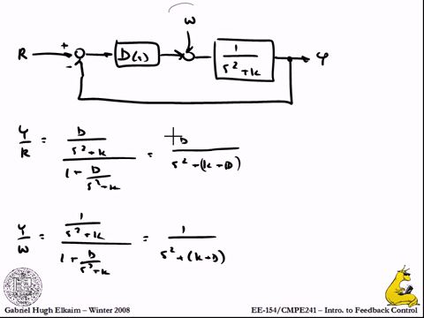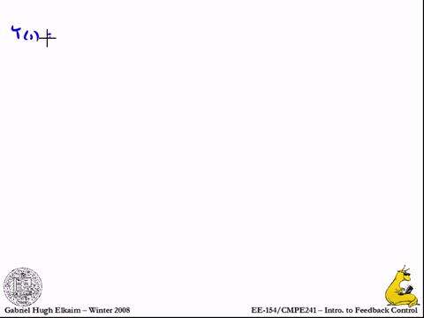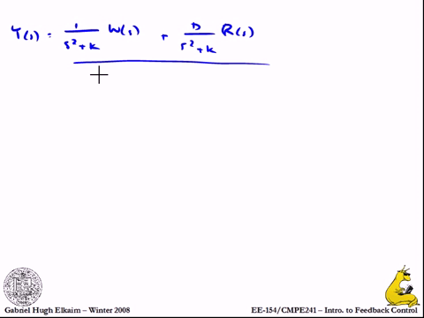The other thing I can do is write what my y of s is going to be. I can write it as 1 over s squared plus k times w of s, plus d over s squared plus k times r of s, all over 1 plus d over s squared plus k. Important to note that the full response is the sum of what I get from my world disturbance plus what I'm asking it to do. I get both. So often we'll say, well, set this one to 0. This is just linear superposition.